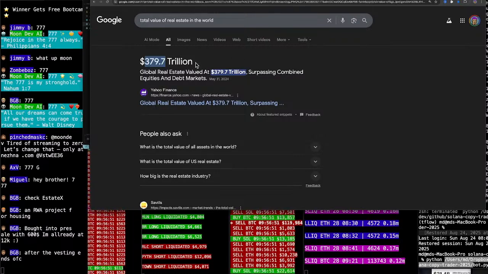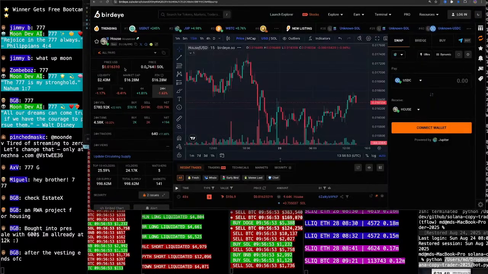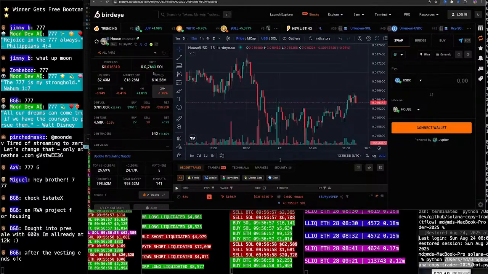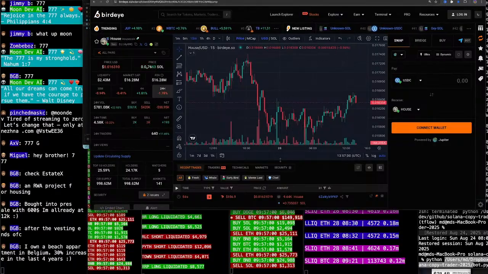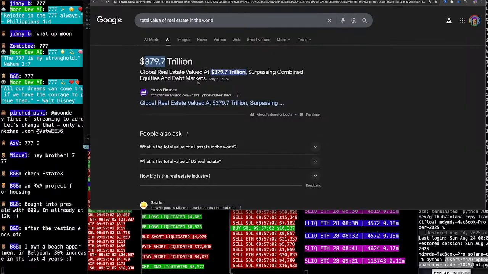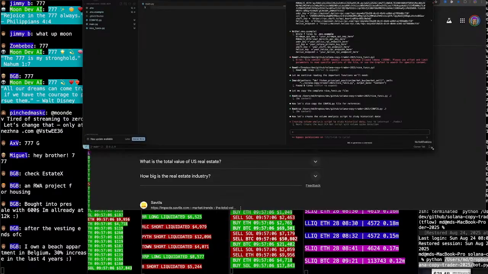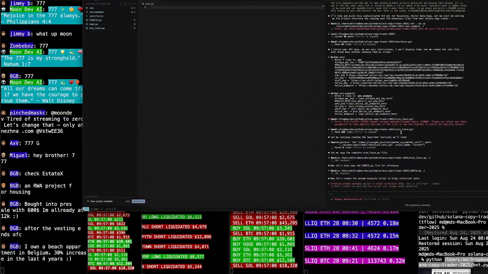Okay. Well, 379 trillion and the market cap is 16 million. Yes, it can go to zero. It can go to zero. Absolutely. But like that's an asymmetrical risk in my mind. So I'm just going to build a bot for it. And yeah, I'm just going to show you all the code as well.